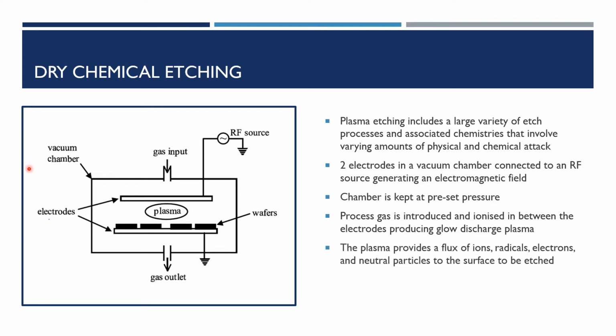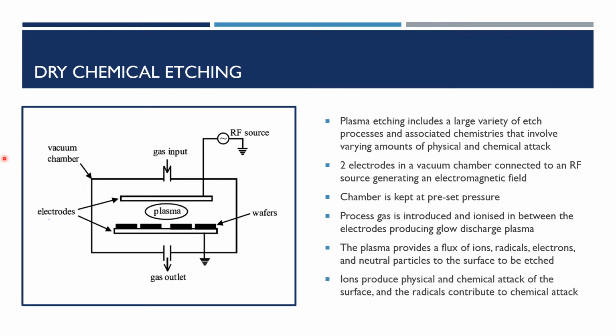The plasma produced will provide a flux, or a mixture, of ions, radicals, electrons and neutral particles to the surface to be etched. This mixture of ions, radicals and electrons will cause material removal from the desired surface or the predetermined part. The ions will produce physical and chemical attack of the substrate or the surface, and the radicals will contribute to the chemical attack. Since there are no solutions or liquid substances used, this is called the dry chemical etching.